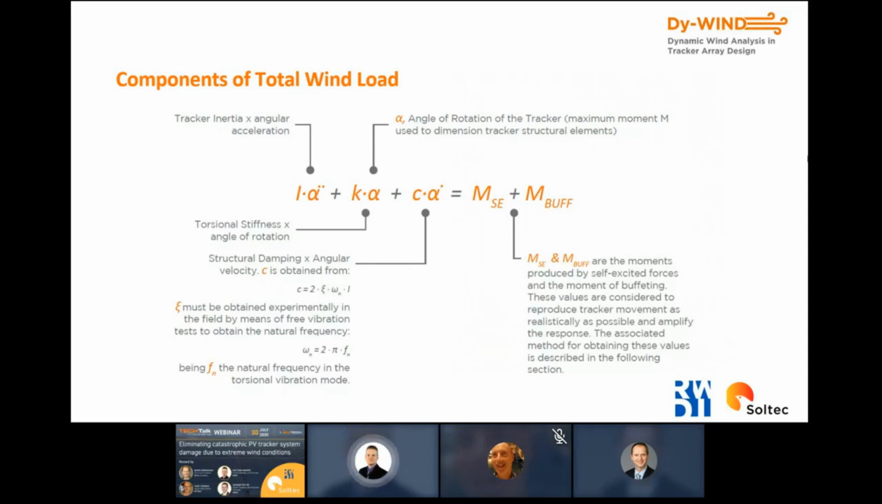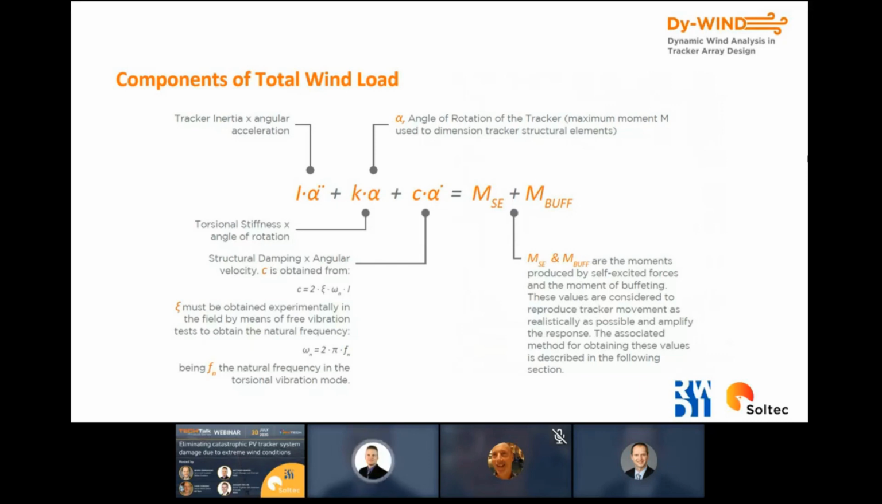We have several components. So we have inertial loads, represented on the first term on the left-hand side of this equation. We have the stiffness, which is what the structure needs to resist. We have damping forces, and then on the right side we have two applied forces. We have the buffeting, which represents the wind buffeting, so the applied force of the wind onto the structure. And then we have the self-excited forces in the case of a flexible structure, and we call these aeroelastic forces.